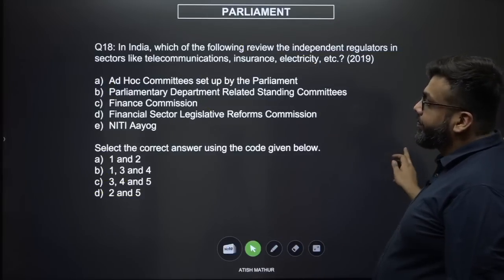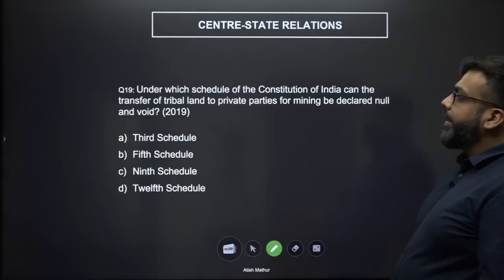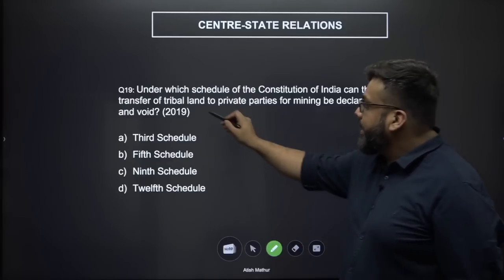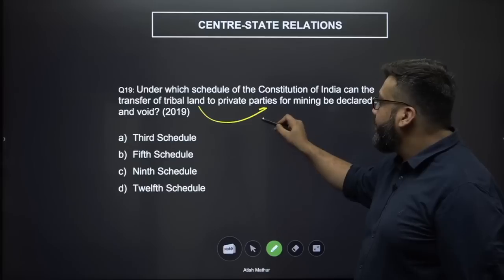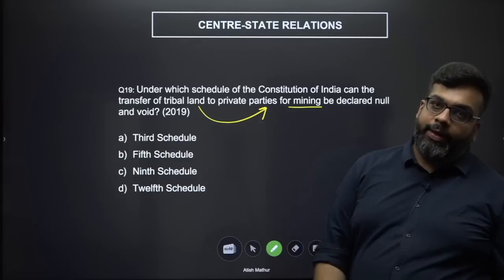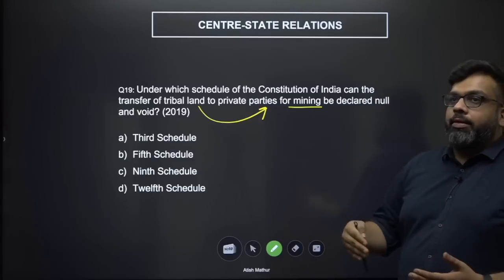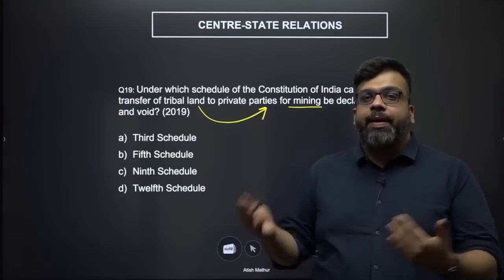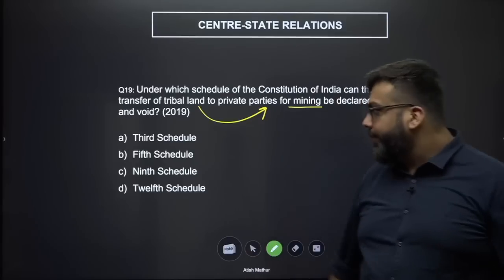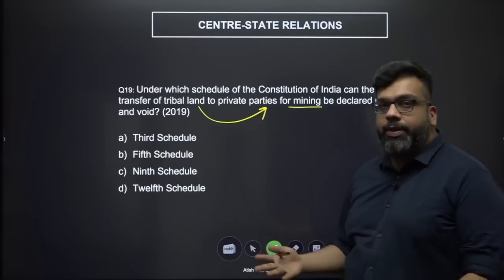Next. Under which schedule of the Constitution of India can the transfer of tribal land to private parties for mining be declared null and void? What you are basically talking about is land use for private gains for mines. 3rd schedule, 5th schedule, 9th schedule, 12th schedule. Let's see what they're about.